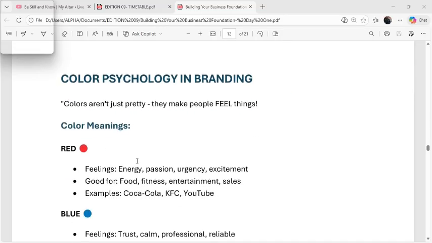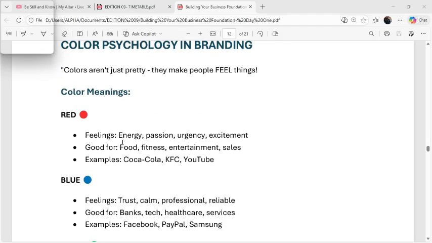So now, color psychology in business. Color psychology is very, very important. Colors aren't just pretty. They make people feel things. Let's look at this. If you decide to use red in your branding, the feelings for red are what? It's energy, it's passion, it's urgency, it's excitement. It is good for what? For food, for fitness, for entertainment, and for sales. You see, the Coca-Cola logo is just red, right? KFC, it's red. YouTube, it is red. It is all about energy, passion, urgency, and excitement.